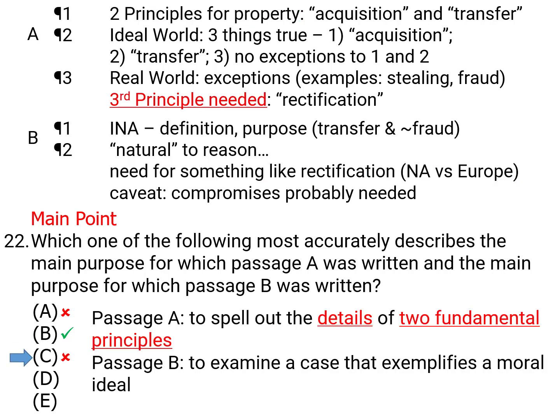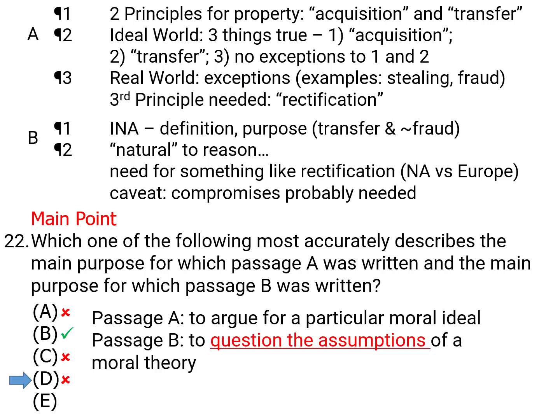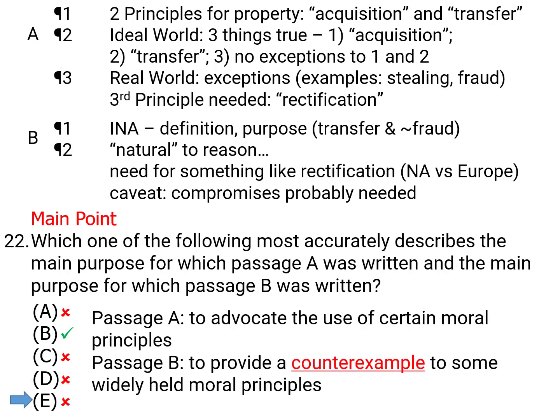Well, answer choice C forgets one thing, and that is that passage A had three principles, not two. They don't really spell out the details, just the theoretical framework. Passage B might be okay for this one, but they both have to match in order for the answer to be right. Answer choice D, passage B isn't questioning assumptions. It's an example of the original in practice. And then answer choice E, once again, passage B isn't doing any counter work. It's not providing counter examples. It's an example. So the correct answer was answer choice B.